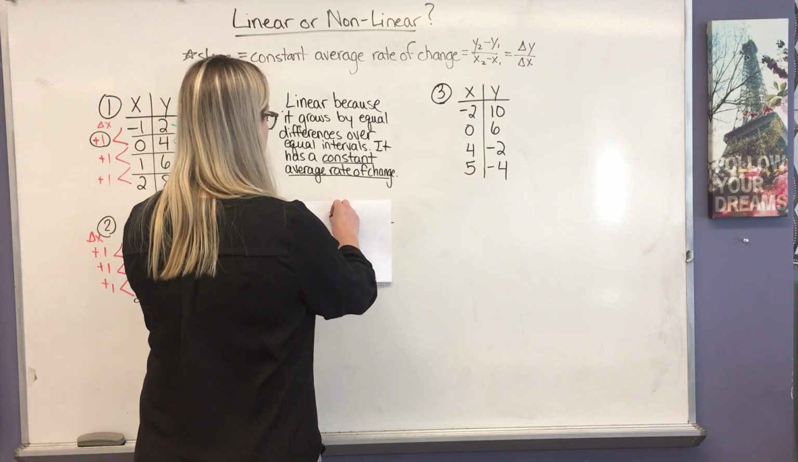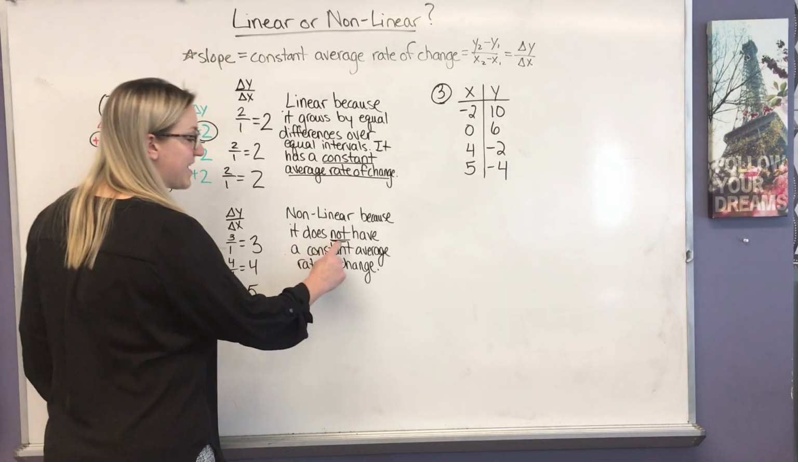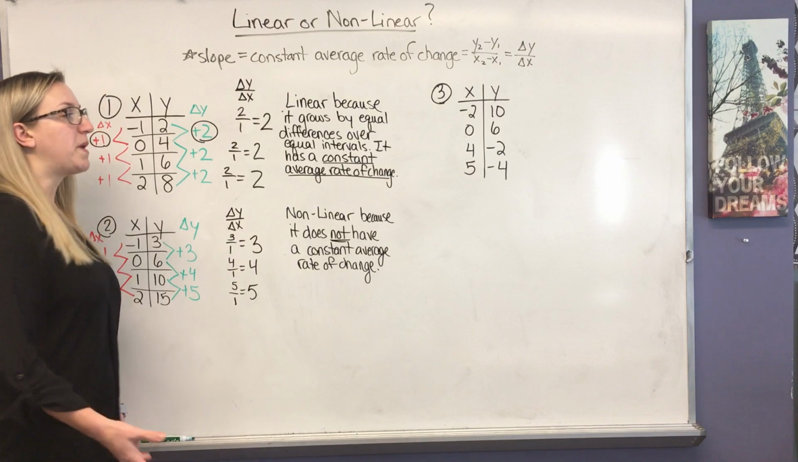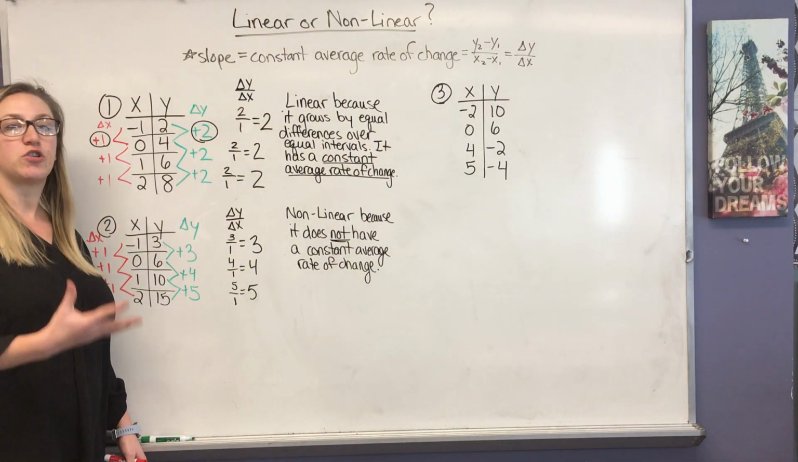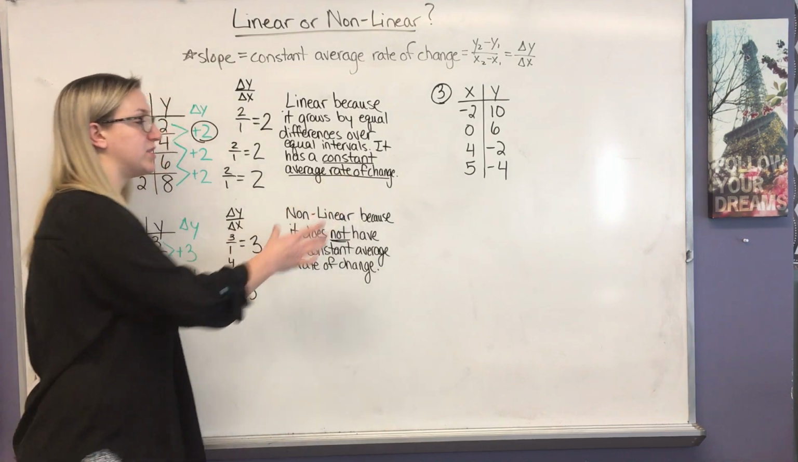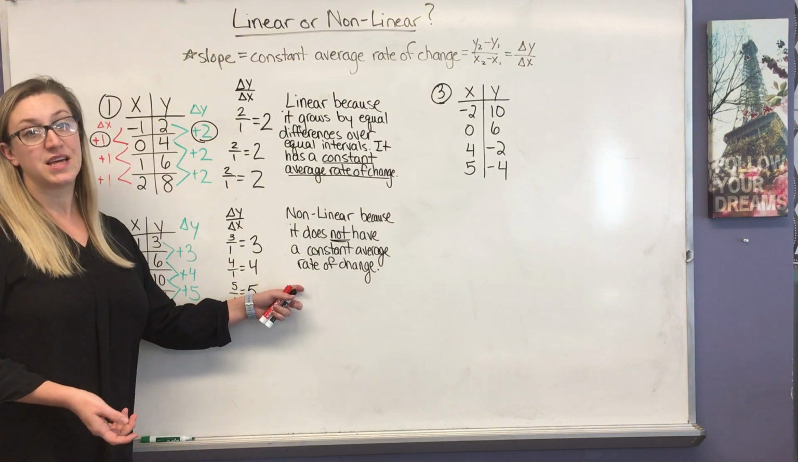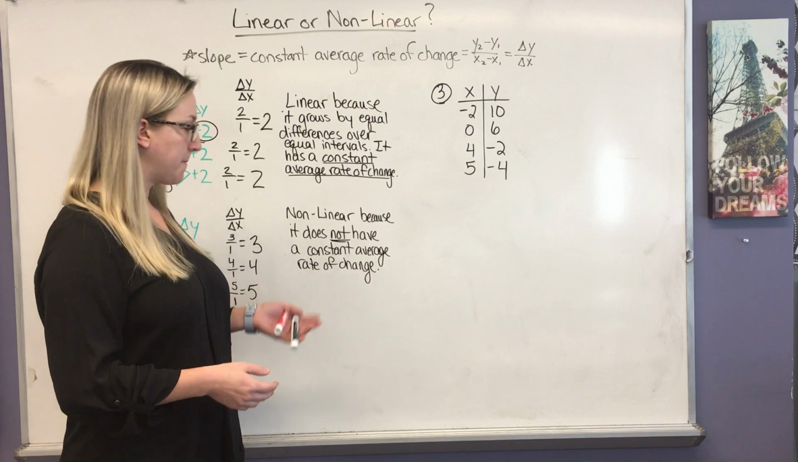And this is what we would say for nonlinear functions. It's nonlinear because it does not have a constant average rate of change. So by saying we do or we don't, we will determine whether we have a linear or nonlinear, because linear functions must have a constant average rate of change, and every other type of function will not have this constant average rate of change. So that's how we can determine whether it is or not.